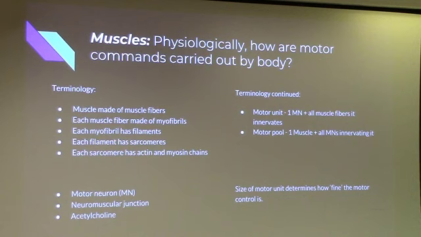Questions? It's just the excitatory neurotransmitter that a motor neuron would release to excite a muscle fiber.